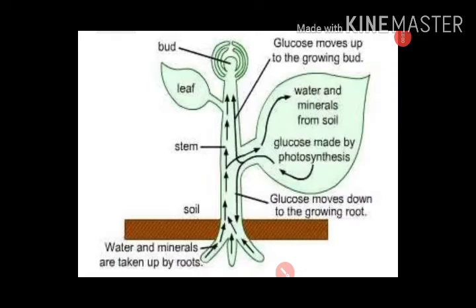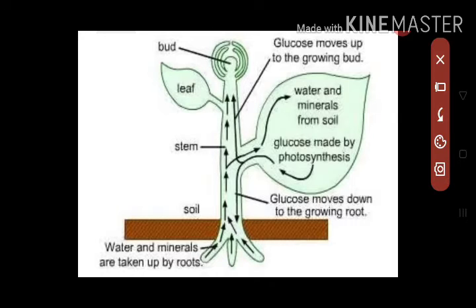See, once again, the transport system in a plant in another diagram. Roots absorb water and minerals, and these are transported towards all the leaves. In the leaves, glucose is made by photosynthesis, and that is transported towards all parts of the plant.